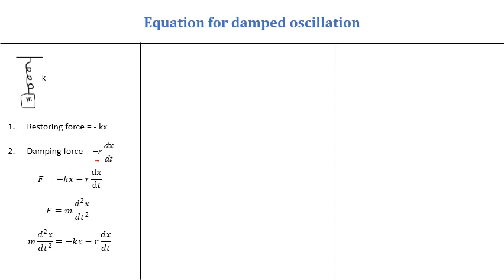Now let us simplify this expression by bringing the terms on the right hand side to the left hand side and dividing the entire expression by m. So we will get the expression d square x by dt square plus r by m into dx by dt plus k by m into x equal to 0.